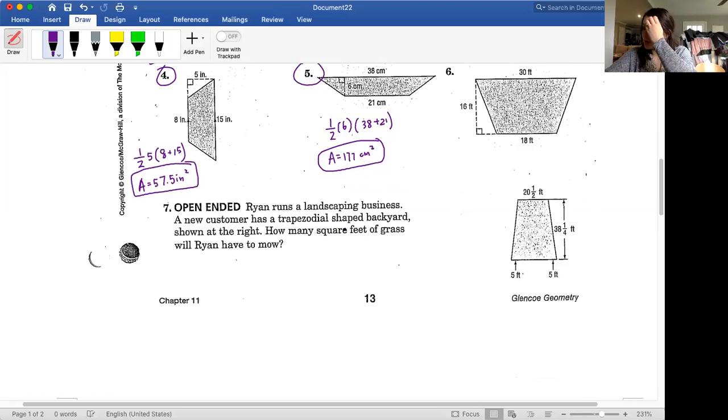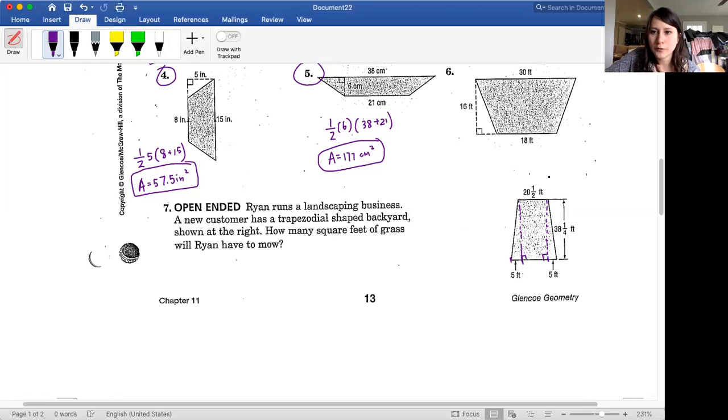Okay, looking at number 7, I'm just going to clarify that this 5 feet is showing like this extra little part here. And so what you have is a trapezoid backyard, and we need to find how many square feet of grass that Ryan has to cut. And the picture is not very clear, but this little segment here is 5, and these are right angles, and then this little segment protruding here is 5.